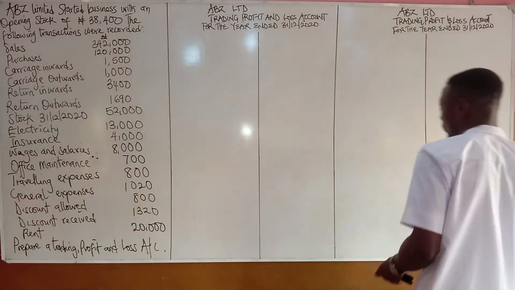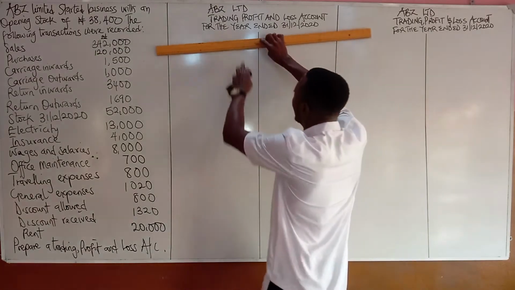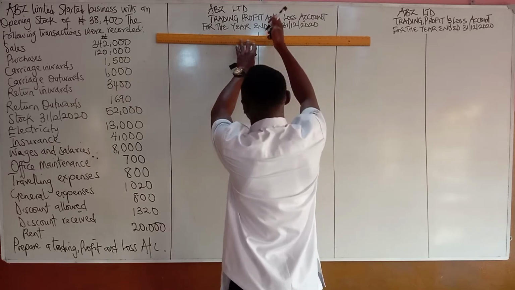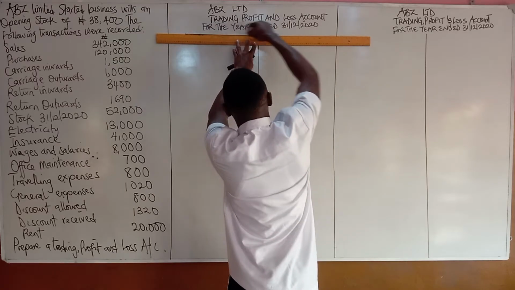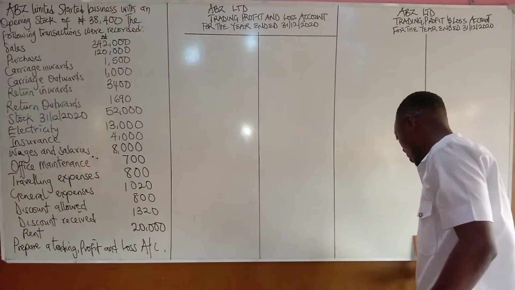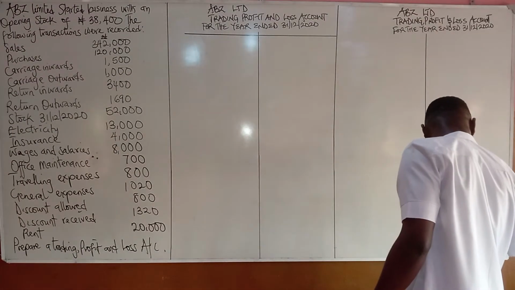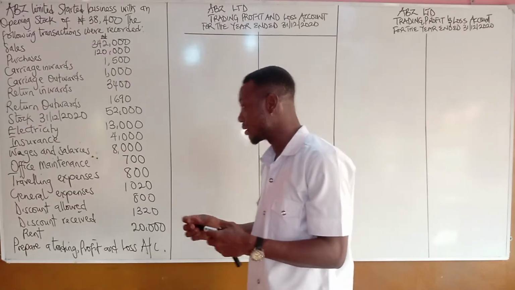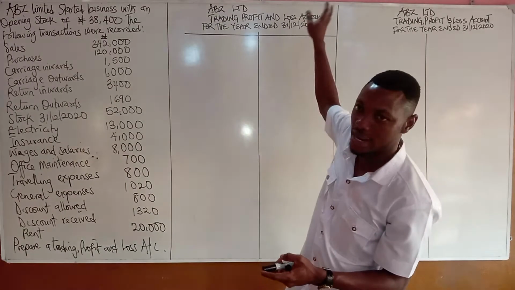Now, I'm using my T format. We understand? Using my T format, in every trading profit and loss account, one of the things that is paramount, that is very important for you to know as an accounting student, is to always put the heading of the account.